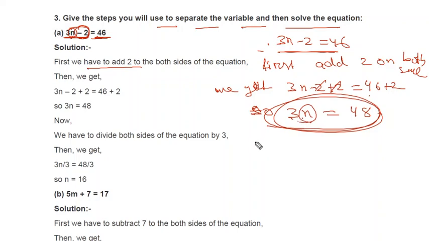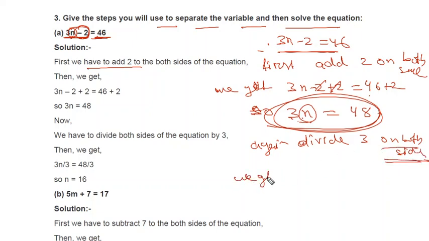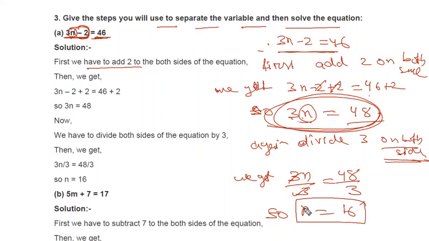So second, again divide 3 on both sides. Okay, divide 3 on both sides. So we get 3n divided by 3 is equal to 48 divided by 3. So 3 cancels, n equals 48 by 3, which is 16. So we got the value of n as 16. Okay, in this way we have to solve.